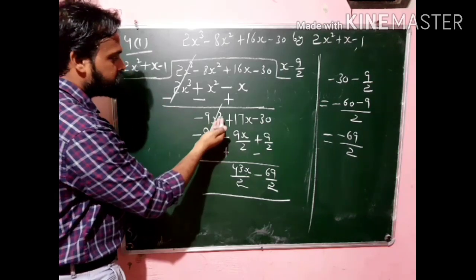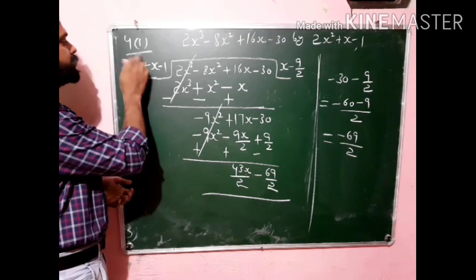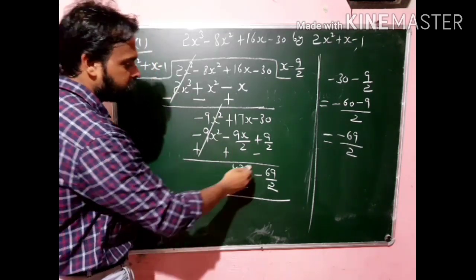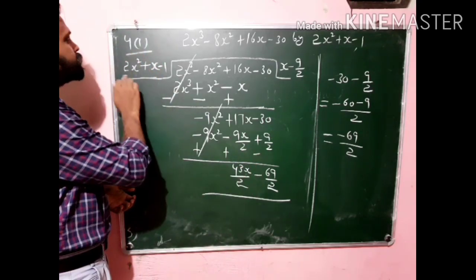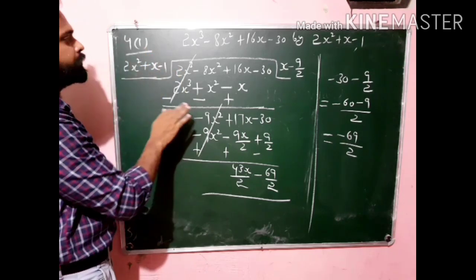And now in this case the power of the dividend is 2, that is exactly equal to the power of the divisor, that is 2. But in the next step, the power of the dividend is 1, that is less than the power of this polynomial, that is 2x square plus x minus 1. So I hope it is clear to you.